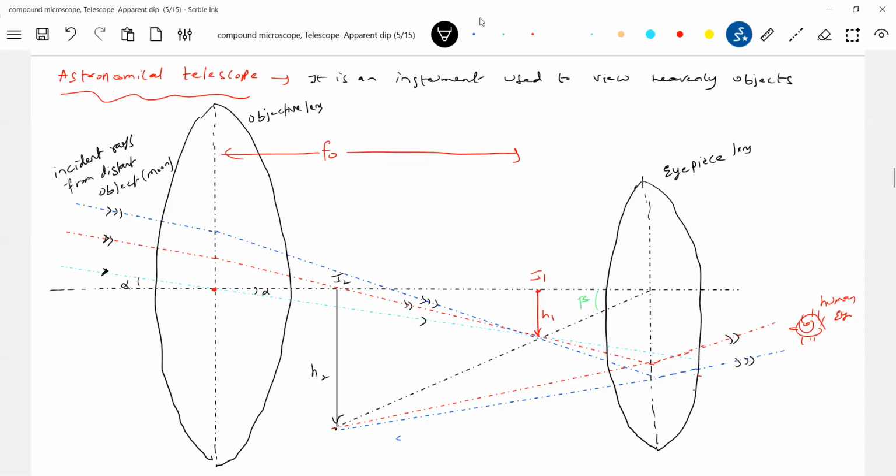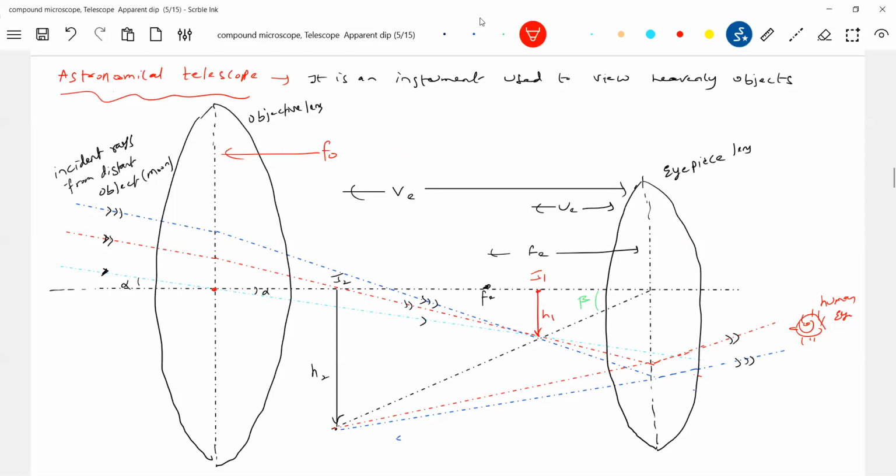And there's the UV, and this is VE, the image distance, and FE will come somewhere here. This is F naught till here. I have indicated all the distances. Just see once. Okay, now let's get into the calculation part.